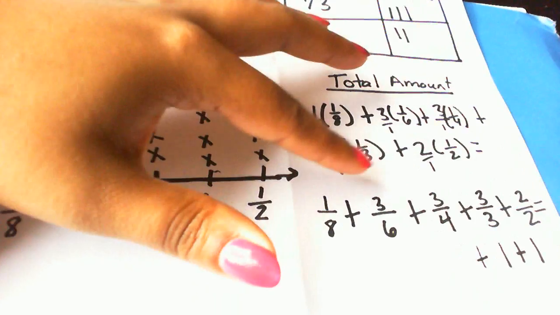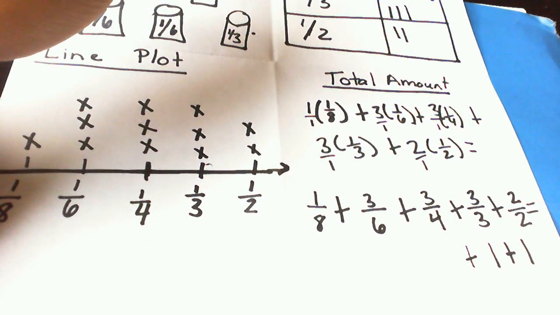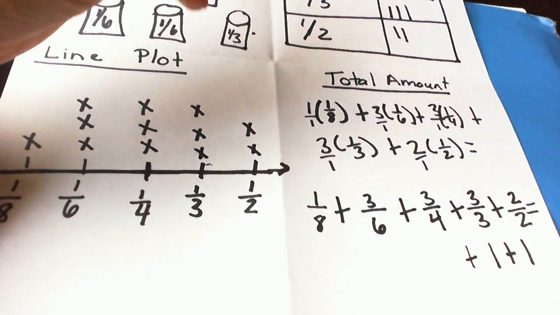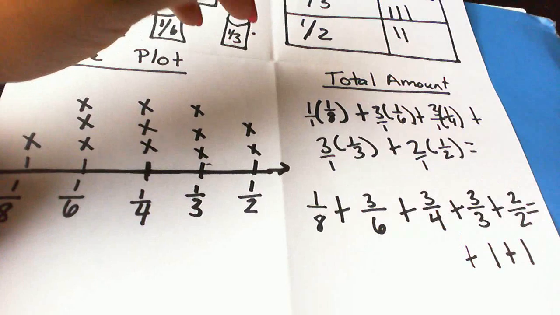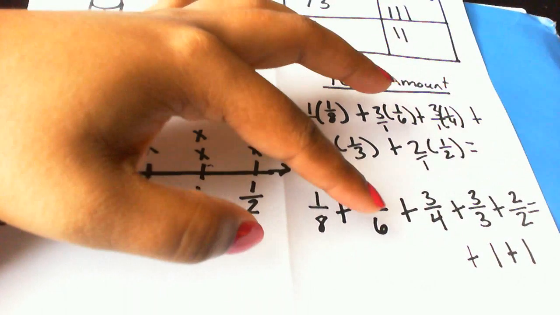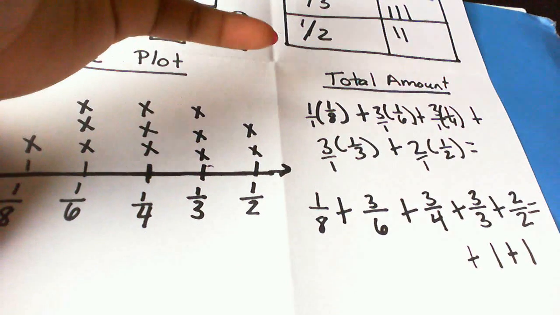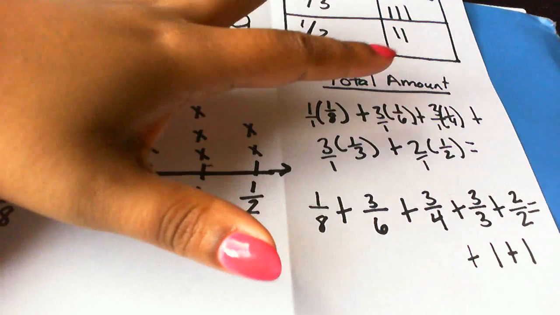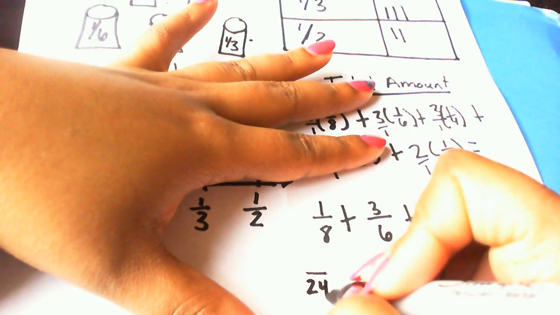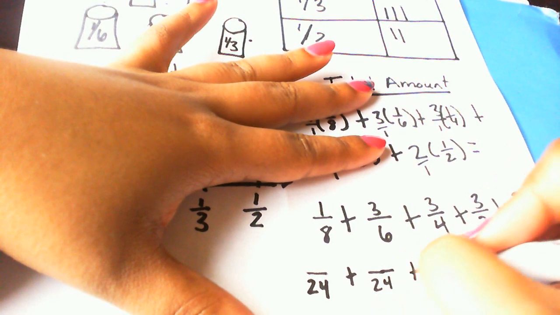So now we're looking at these three, and we have to find the common denominator. Well, I know 24 will work, because 8 times 3 is 24, 6 times 4 is 24, 4 times 6 is 24. But if you wanted to do 8 times 6 is 48, and 48 times 4, you could do that too to find the common denominator. It's your choice. But for this video, I'm going to use 24. So I'm going to get 24 here. I'm going to get 24 here.